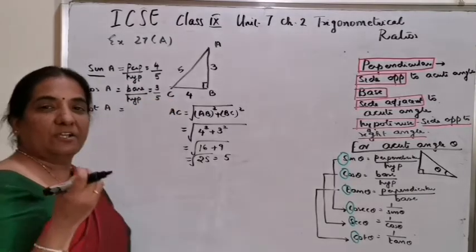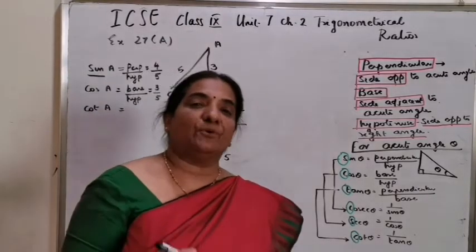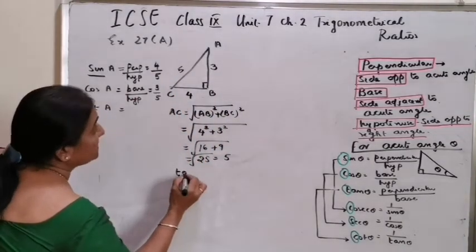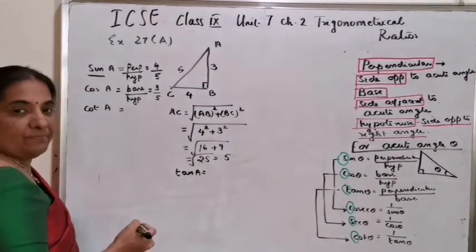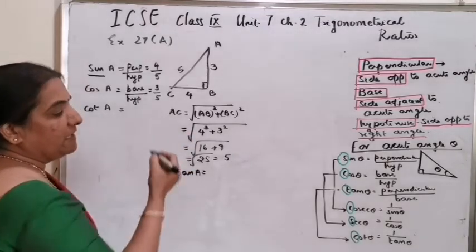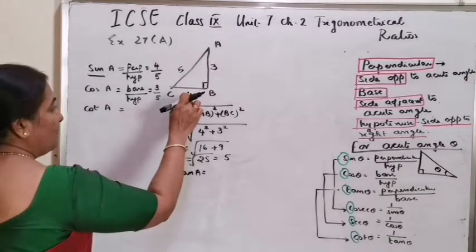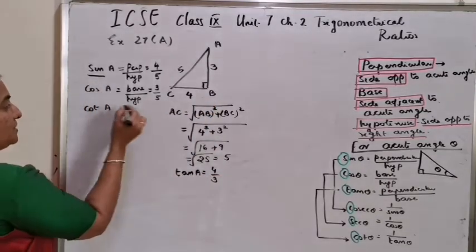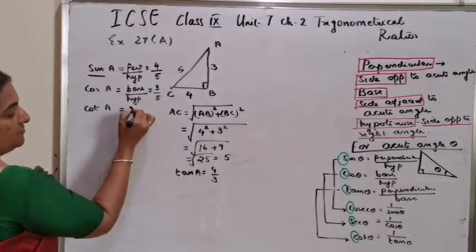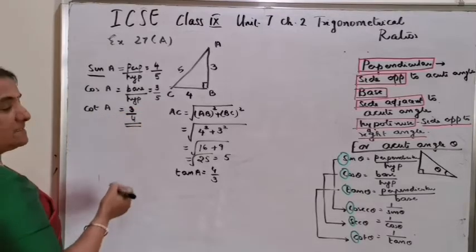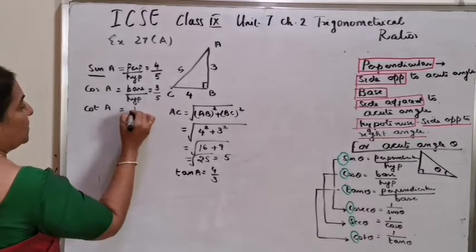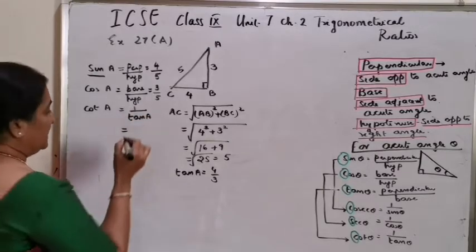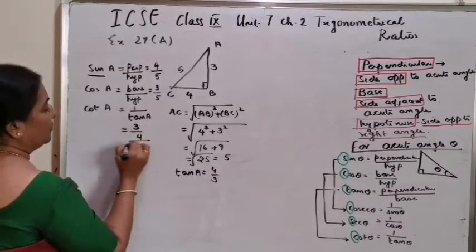Now, the cot ratio is the reciprocal of the tan ratio. The tan ratio, tan A, is always perpendicular by base. That means 4 by 3. So what will be the cot ratio? It is 3 by 4. That is the reciprocal. You can write the definition as 1 by tan A, which is equal to 3 by 4.